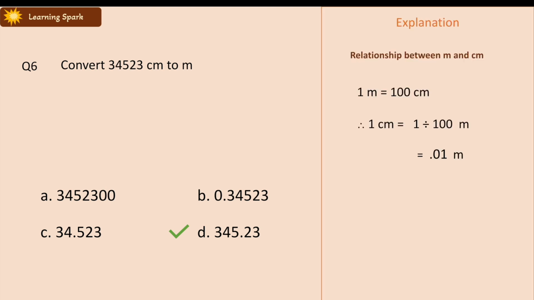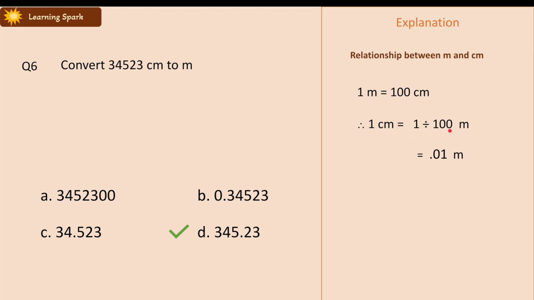So you have to convert centimeter to meter. Again, we start with the relationship between meter and centimeter. We know that 1 meter equal to 100 centimeter, and therefore 1 centimeter equals to 1 divided by 100 meter. That means if you are dividing the meter into 100 equal parts, each of the part will be 1 centimeter.